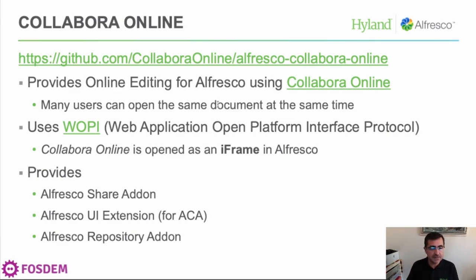So it's a very clean implementation. It provides an add-on for Alfresco Share for the legacy application. It also provides an extension of the UI for ACA and ADF, an Angular extension, an Angular component, and it provides the Alfresco repository add-on. This repository add-on is required, and you can deploy the Share add-on or the UI extension if you are using Share, or if you are using ADF, ACA, an Angular application. But the repository add-on is required because it provides some services that are used by both UI applications.